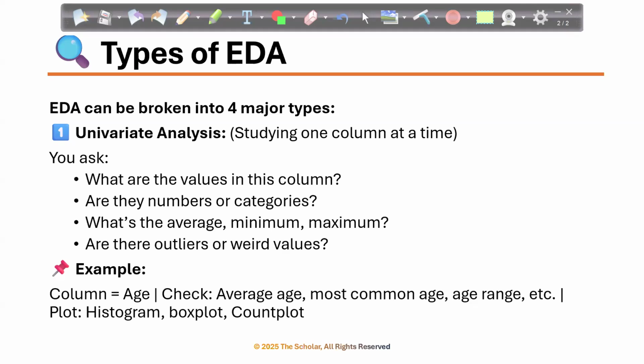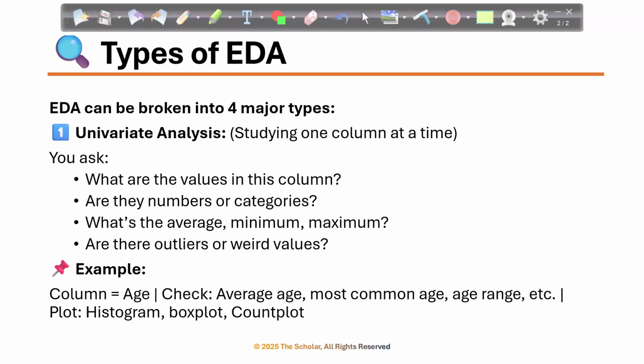Let's read this PPT as well. Studying one column at a time, you ask what the values in this column are. For example, age, right? What are the values in the age? How is the data distributed? Majority of the learners are at the lower age, or majority of the learners are at the middle age, or majority of the learners are at the higher age. So we can get that type of information.